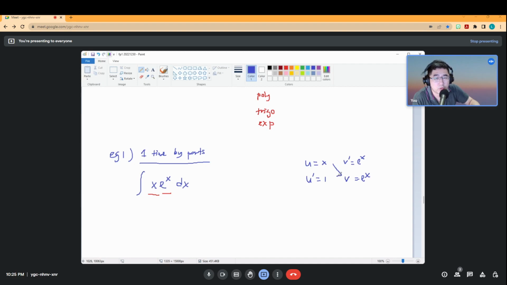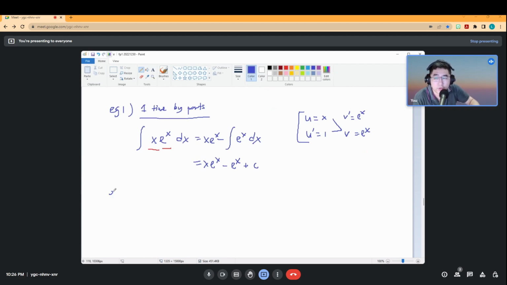So I need to use these two components. I write them accordingly, u and v, so I have x ex minus the integral of u prime and v, which is ex dx. So in the end, it's x ex minus ex plus c. You will see that this is a one time by parts.